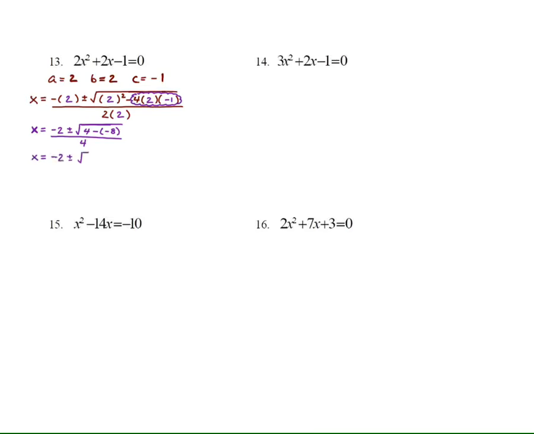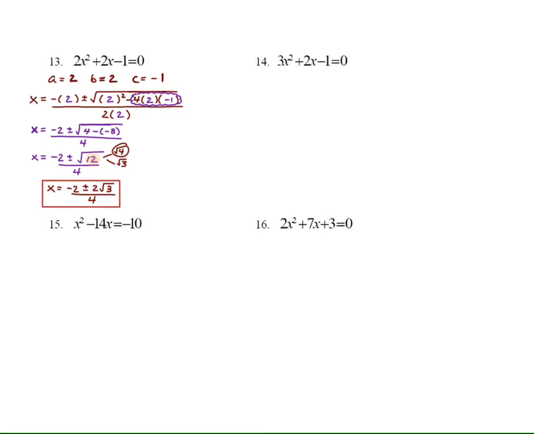So what I should get is negative 2 plus or minus root 12 over 4. A lot of us would be tempted to stop here, but we have to make sure that that radical is as simplified as possible. And it's not. It has perfect square factors, so I'm going to break that into 4 and 3. So I can call this negative 2 plus or minus 2 root 3 over 4, because the square root of 4 is 2. That's what's on the outside, and then root 3 stays on the inside.